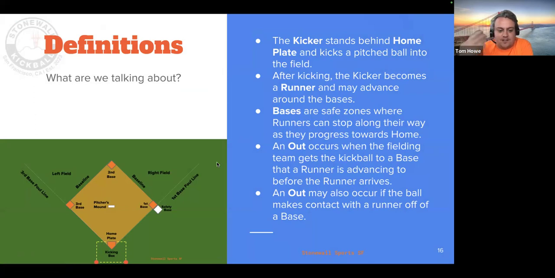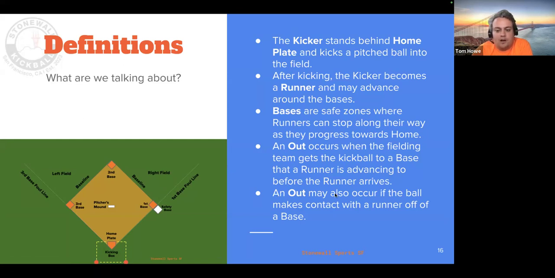So what does out mean in the context of kickball? An out occurs when the fielding team is able to get the kickball either to a base or tag a runner with that ball before a runner is able to arrive at a base safely. So when a runner is moving around the bases, if the runner isn't on first, second, or third base, that runner is vulnerable to being out. So we'll cover some of those scenarios here.